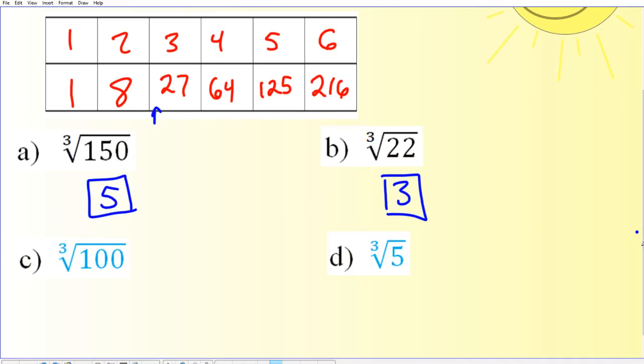Okay, if you could please try these 2 problems. When you're ready to continue, hit play, and we'll go through them together.